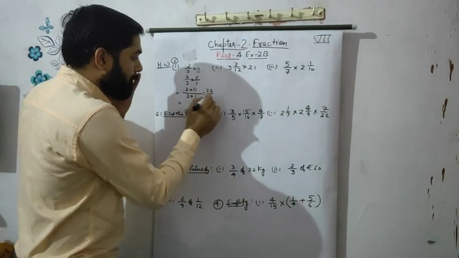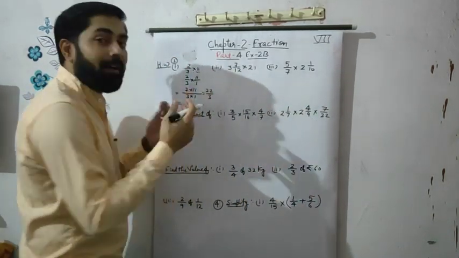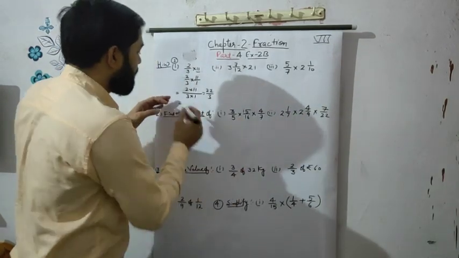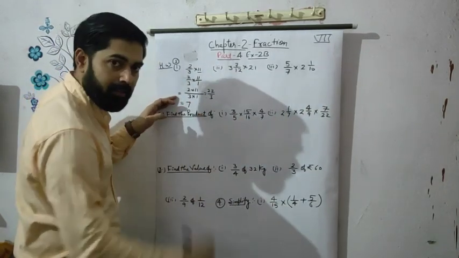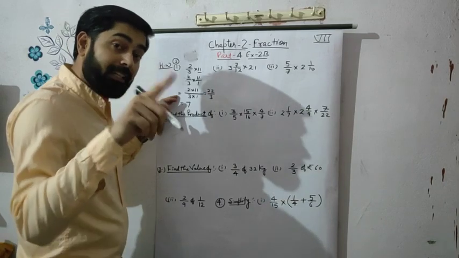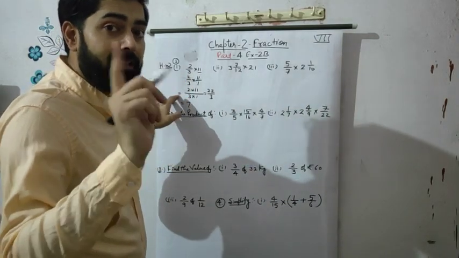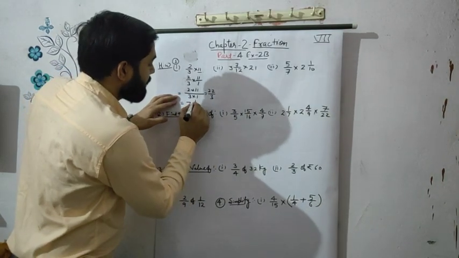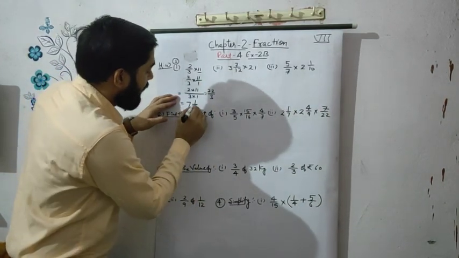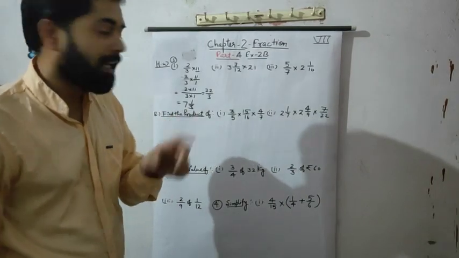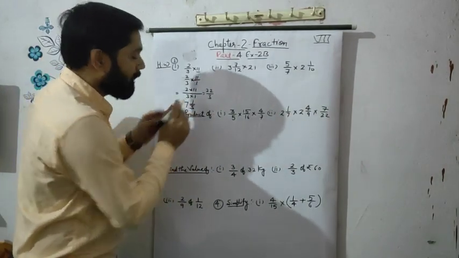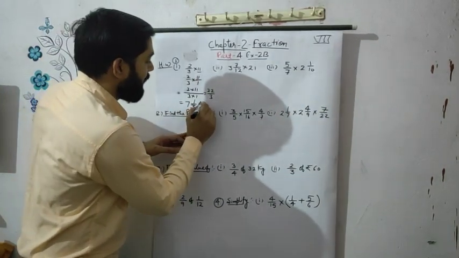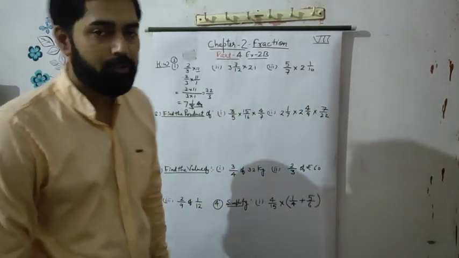So this is 22 upon 3. 22 divided by 3, then we get 7. 7 3s are 21. And what is left there? What is remaining there? 1. So 1 we write as the numerator and the denominator will be the same. So the answer is 7 and 1 upon 3. So this is the answer of the first question. Now look at the second question.